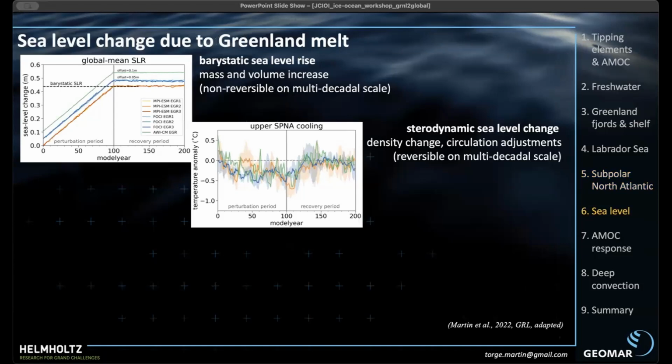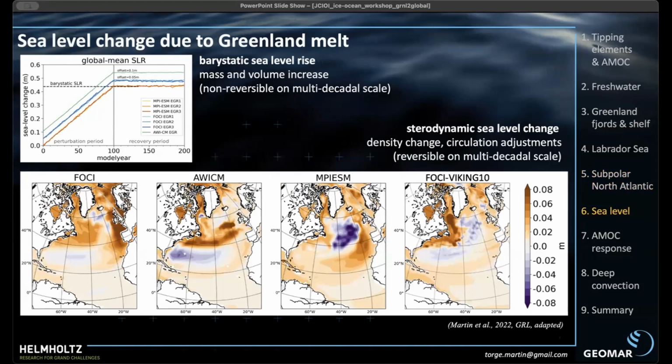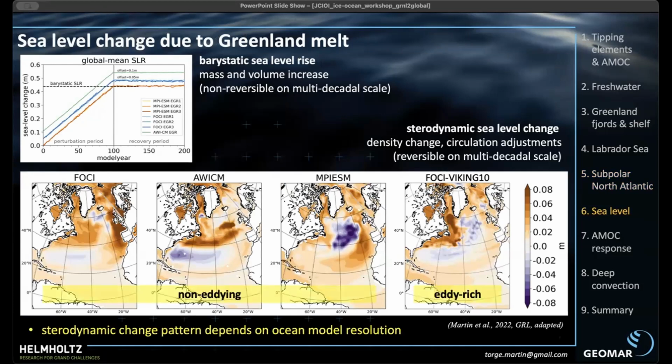I wanted to cover very briefly, I need to speed up a bit, sea level rise. On the top left here, you see the bathtub effect: if you add mass to the world ocean, you get global mean sea level rise. But I wanted to emphasize that adding fresh water to the ocean of course changes the density structure and therefore impacts the ocean circulation. And what you get from that is a steric and dynamic sea level change. That's what you see here after a century of added fresh water from Greenland to the subpolar North Atlantic, 0.05 Sverdrups. This is 5 times the increase we have recently observed.